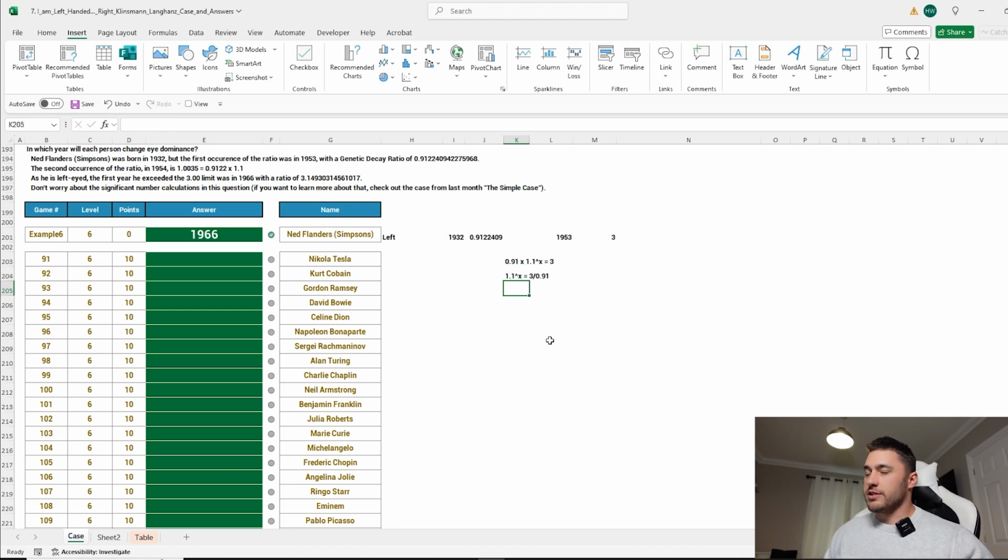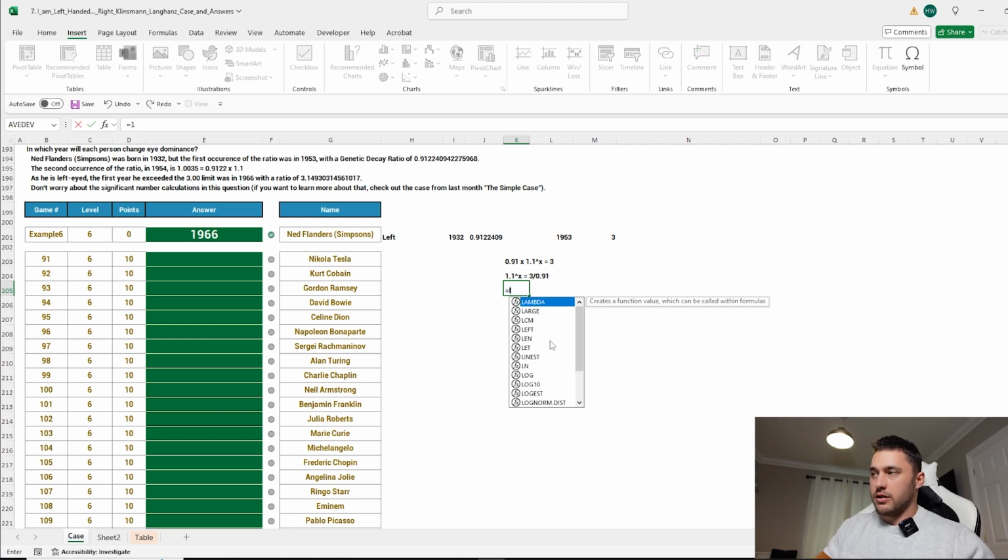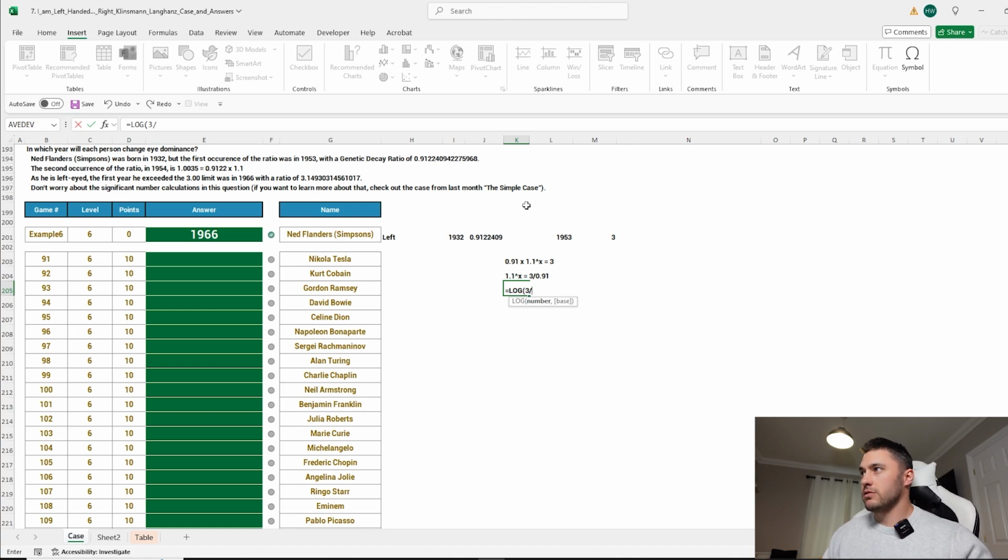Then the final step is we can put this into a logarithm. So we would say log, our number is going to be 3 divided by the genetic decay ratio. So let's just actually put this in. And our base is going to be 1.1. That's what we're multiplying up. And we get 12.49. So 12.49 years from that date, you're going to get exactly 3. Obviously, we can't have partial years, so we need to round that up to 13. And you'll notice 1953 plus 13 equals 1966.